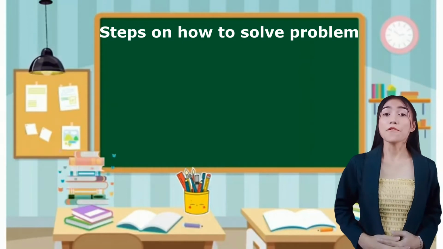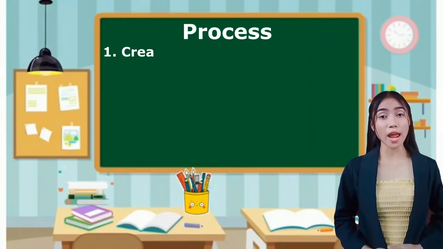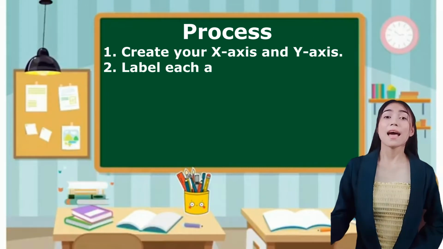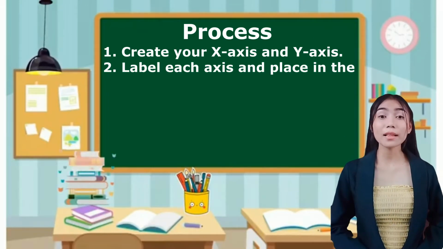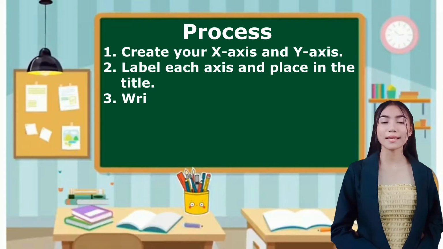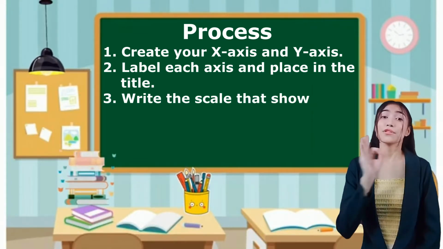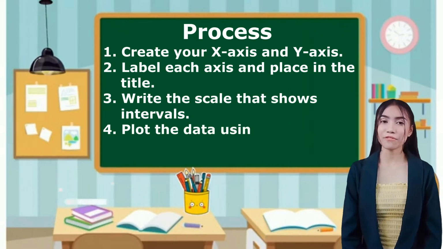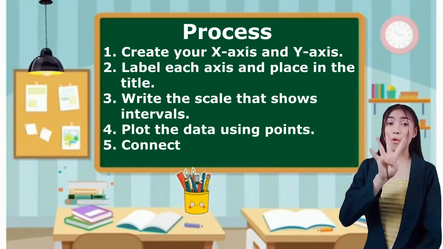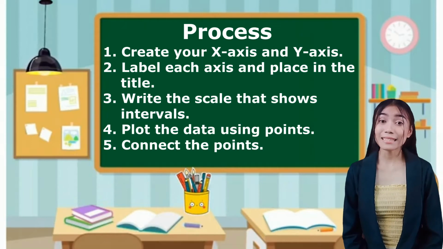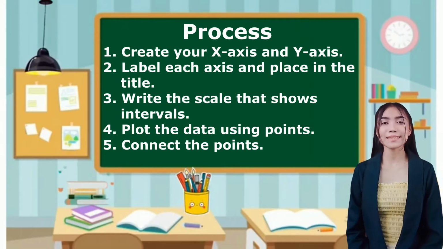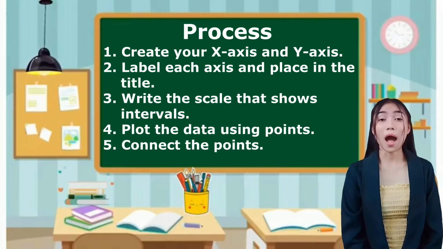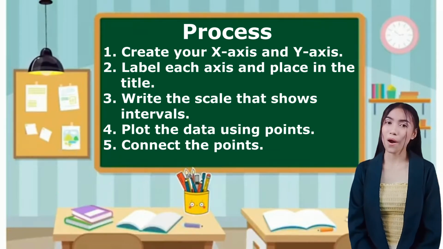Here's the process. First, you have to create your x-axis and y-axis. Second, label each axis and place in the title. Third, write the scale that shows intervals. Fourth, plot the data using points. And the fifth is you have to connect the points.